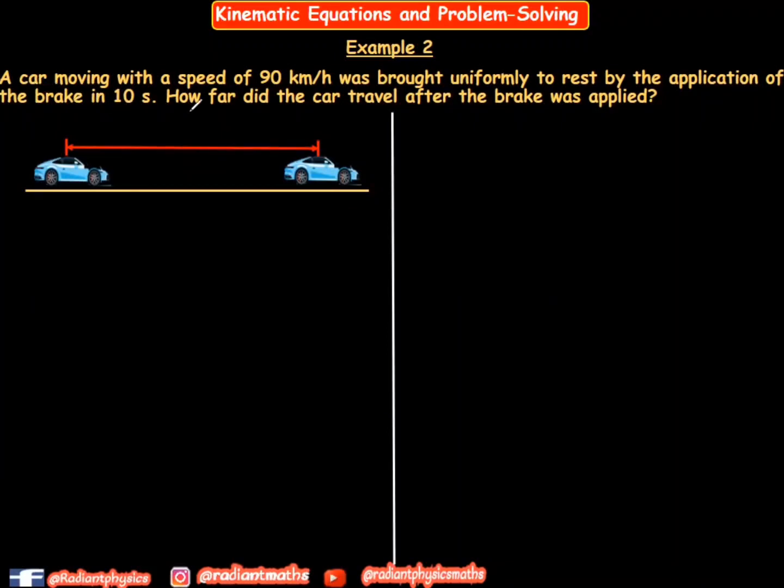A car moving with a speed of 90 km per hour was brought uniformly to rest by the application of the brake in 10 seconds. How far did the car travel after the brake was applied?